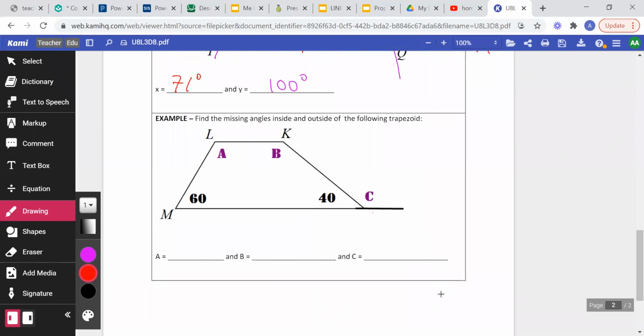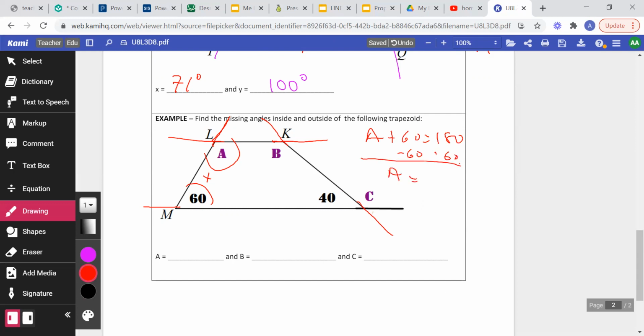So how do I find A, B, C, D here as well? I'm gonna extend these sides. Extend this, extend this, extend this. So here I know A and 60 add up to 180. So I'm gonna do A plus 60 equals 180. So if I subtract 60 on both sides, A will be 120.